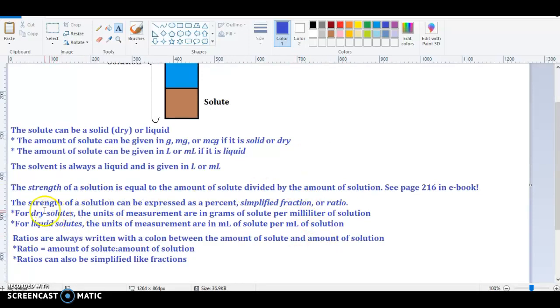Okay, so the strength can be expressed as a percent, simplified fraction, or ratio. So we'll look at all three ways to express the strengths of solutions in this chapter. So for dry solutes, the units of measurement for strength are in grams per milliliter. Likewise for liquid solutes, the units of measurement are in milliliters of solute per milliliters of solution.